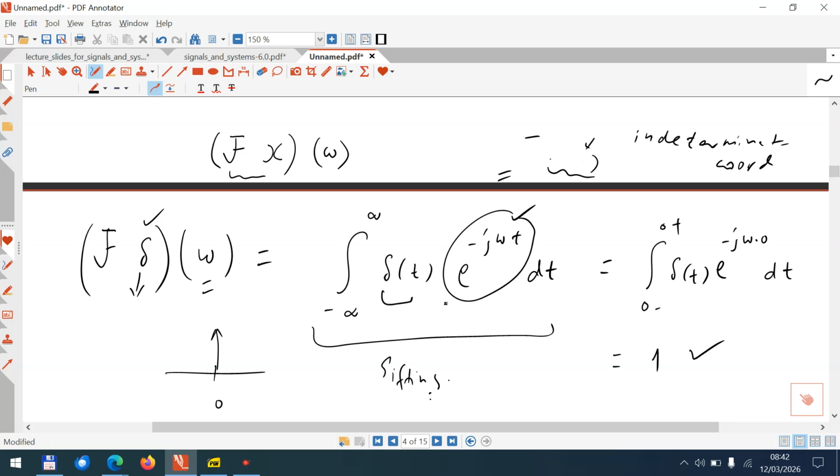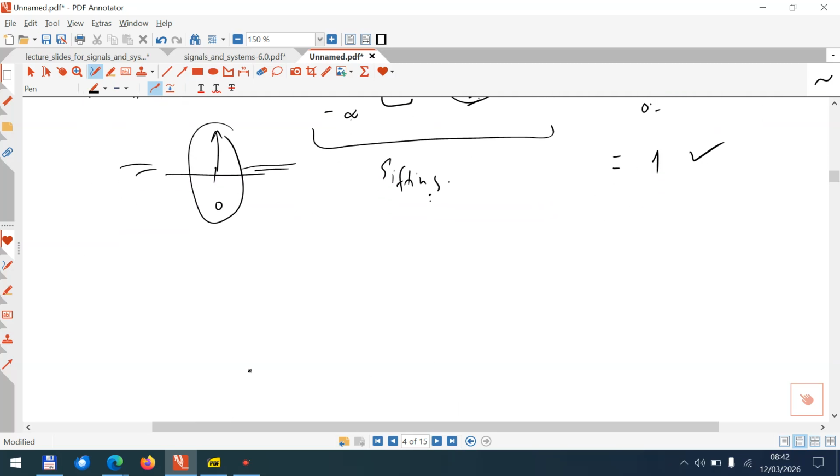In shifting property, this delta is 0 everywhere except at 0. So this function gets multiplied by 0 throughout this integration interval. The only place where that multiplication by 0 is not done is at 0, right? So that's why we change the limits to 0 minus, 0 plus. So this is our real line from minus infinity to 0 minus, then 0 plus to infinity.